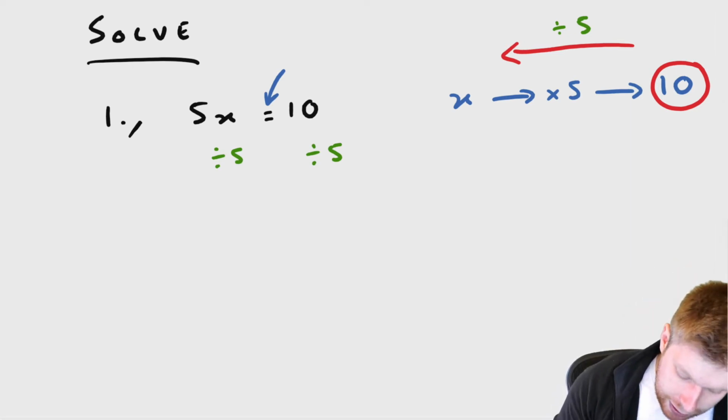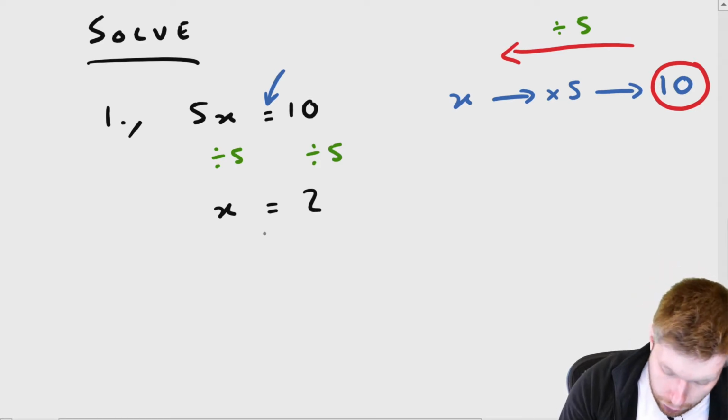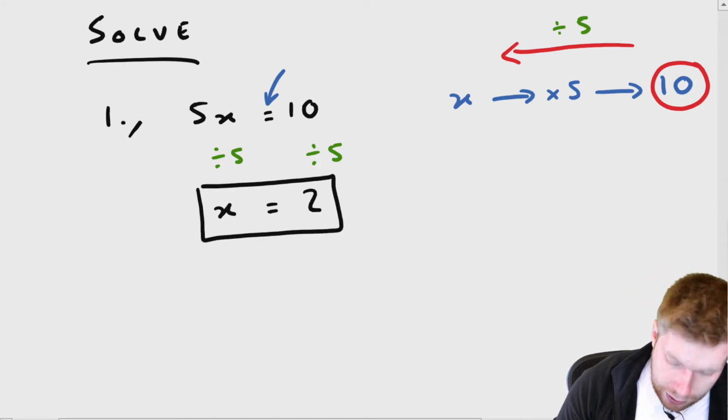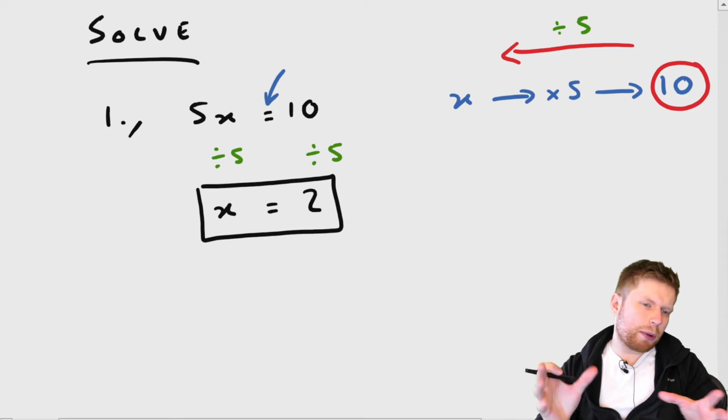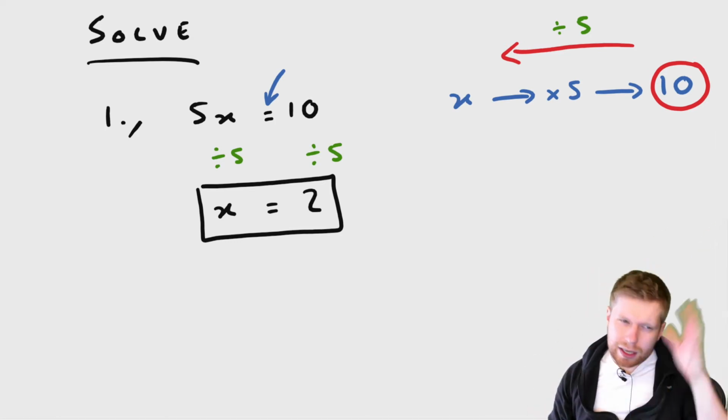So if you divide the left-hand side by 5, you'll just end up with x. If you divide the right-hand side, you end up with 2. And there's your final answer. So x equals 2. And I want you to play with this. Even though with simple equations like this, you might be able to go, all right, that answer's got to be 2, because 5 times what gives me 10? It's got to be 2.